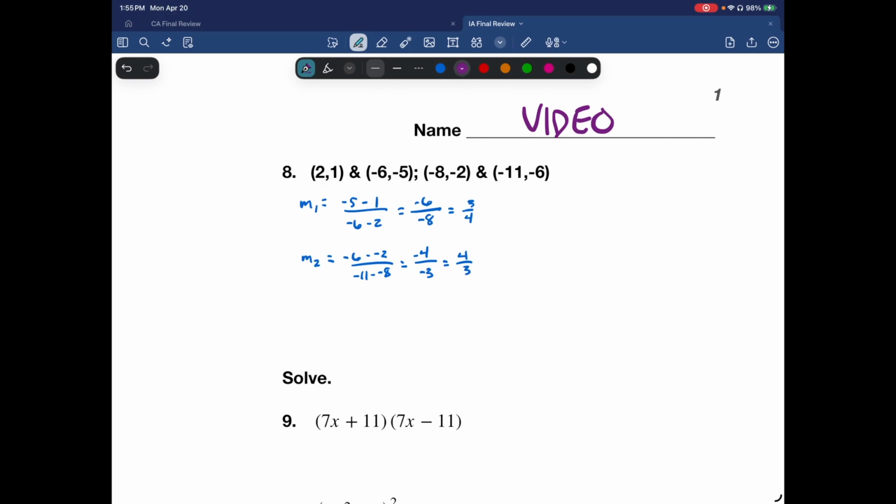Again, they're not the same, so I'm going to multiply them together and see what I get. It's only perpendicular if I get a negative 1, and I only get a positive 1, so this is not a thing, and that means this is neither. It's not perpendicular, and it's not parallel. All right, so that's how you do that.